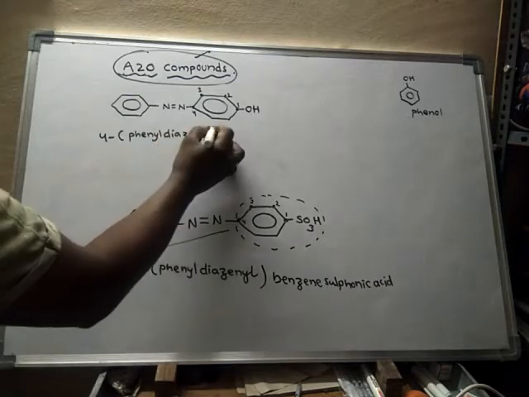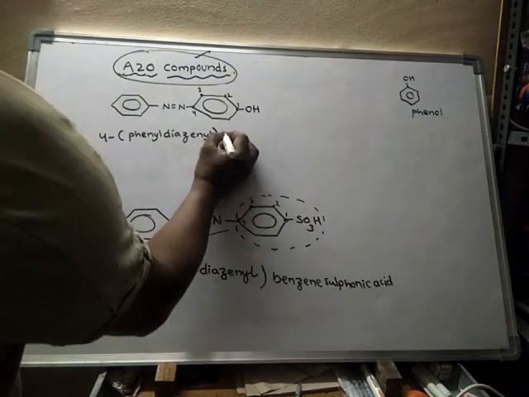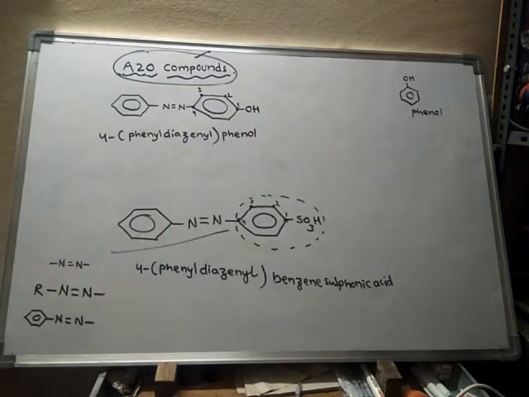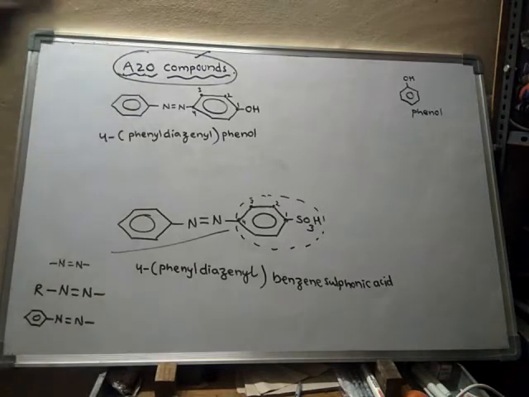Okay, phenyl 4 diazenyl. Okay, next, what is this one? Phenol. Phenol is the parent chain. So like this, while writing the IUPAC names for azo compounds, we have to be careful.